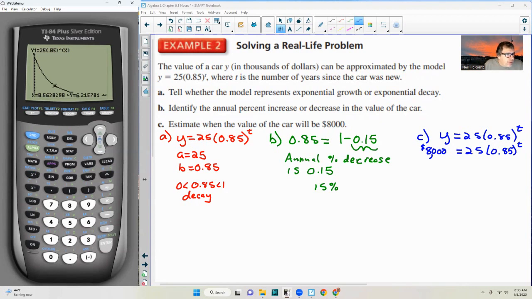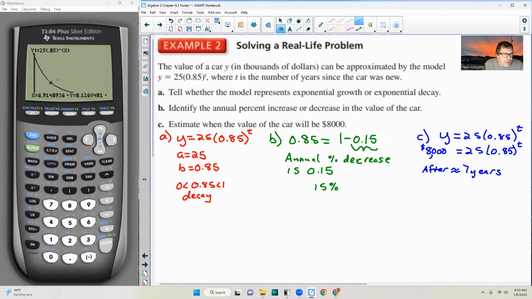Which is 8. This is Y in thousands, by the way. So there's 5.89, 5.58. So I want to go larger. So there's $6,215.78. Okay. And I keep going. There's 7,000. There's $8,126.04. So it's approximately 6.9 or 7 years. So I would say after approximately 7 years, the car will be worth $8,000.